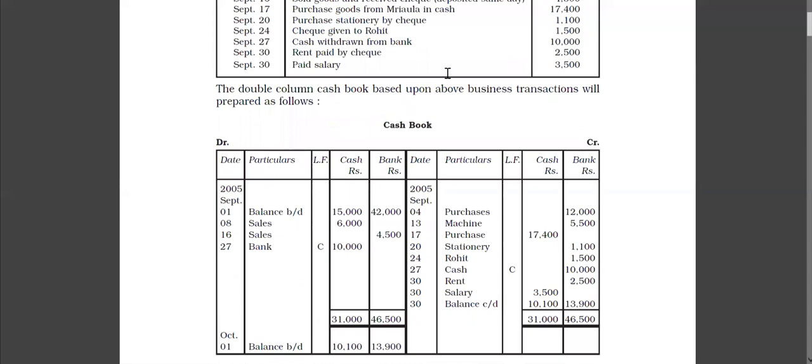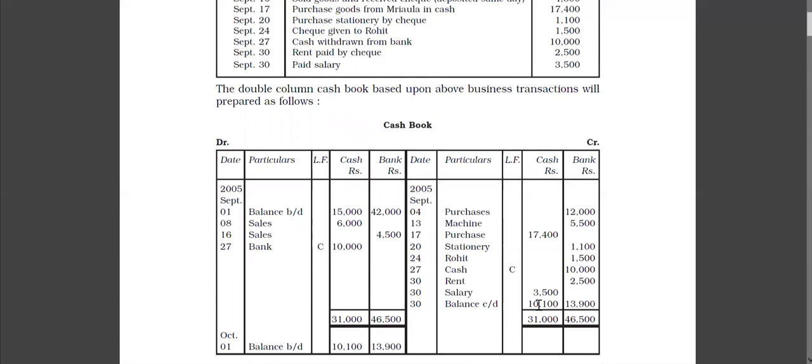Rent paid by check 2,500. Rent account debit to bank account. Here bank account is credit, so you place the amount 2,500 in the bank column and write by rent. Salary paid, salary account debit to cash account. So here also you write in the cash column 3,500, by salary. So now we have finished our double column cash book.